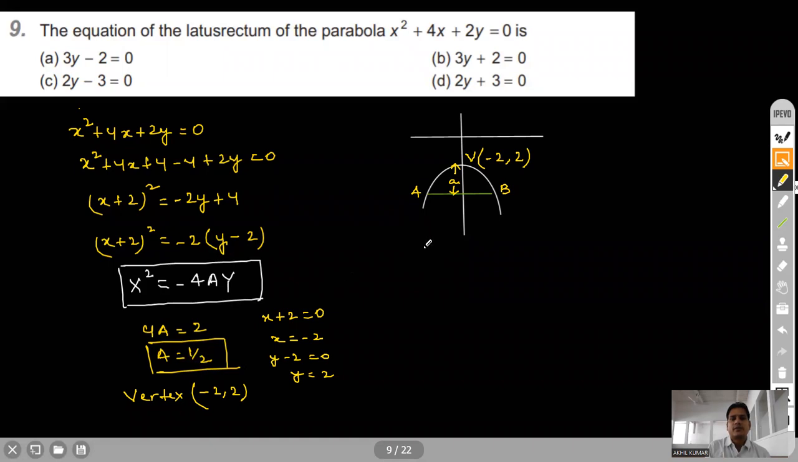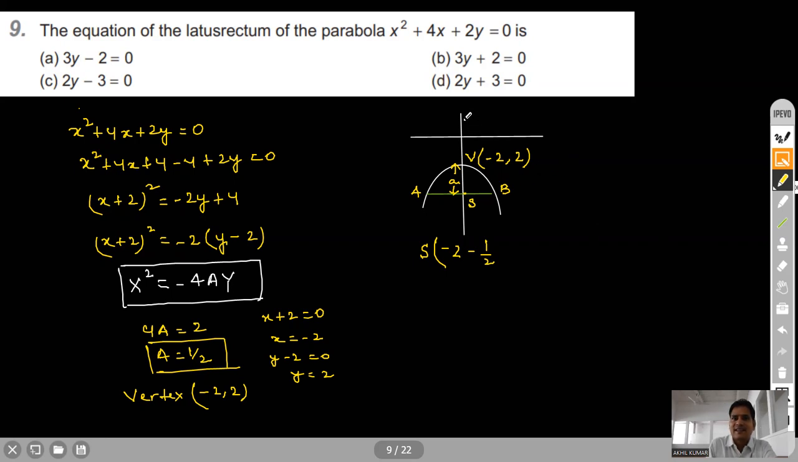So the equation of AB, if you see, what will be the focus? Let me write the coordinates of the focus. It will be minus 2, and then minus of this a. Since it is a downward opening parabola, the y coordinate will be reduced, and the x coordinate will remain the same.